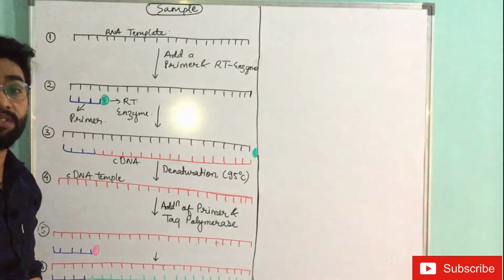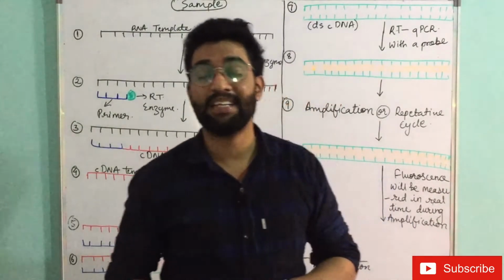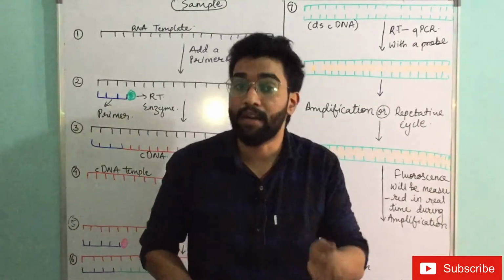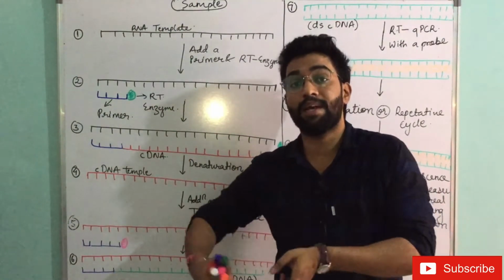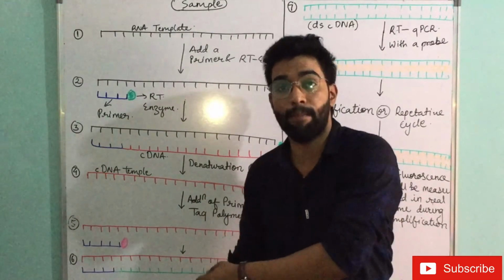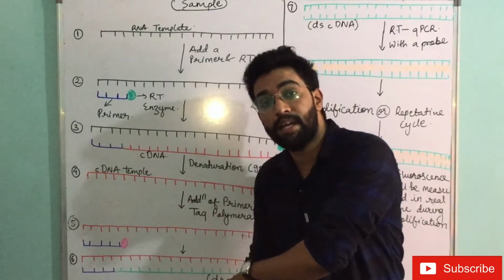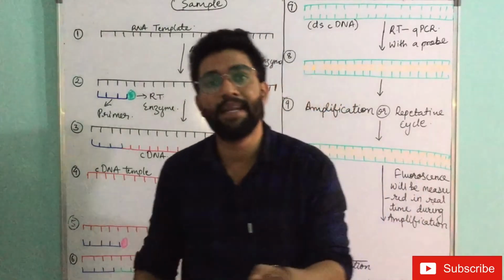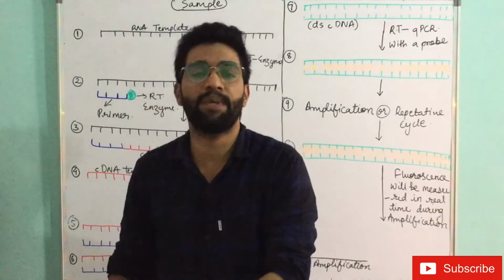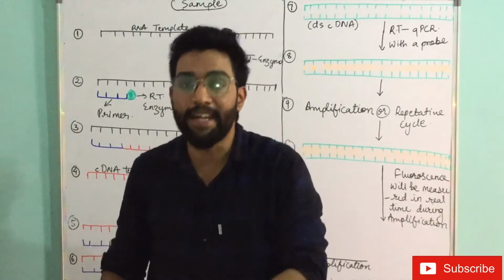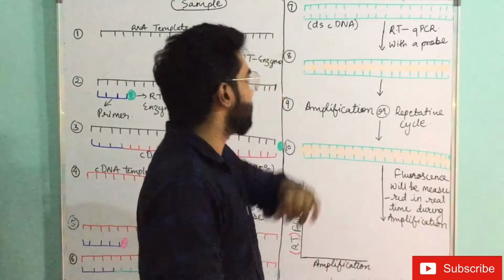Now the next process is real-time. So now let's go to the next step, that is RT-PCR, that is real-time PCR. The step we have performed here was reverse transcriptase PCR, where we obtained our double-stranded DNA from the RNA. Now this double-stranded DNA will be placed into the real-time PCR machine, that is the RT-PCR machine or RT-qPCR. Q means quantitative PCR. Quantitative means what? Measurable PCR. Okay, so let's see.